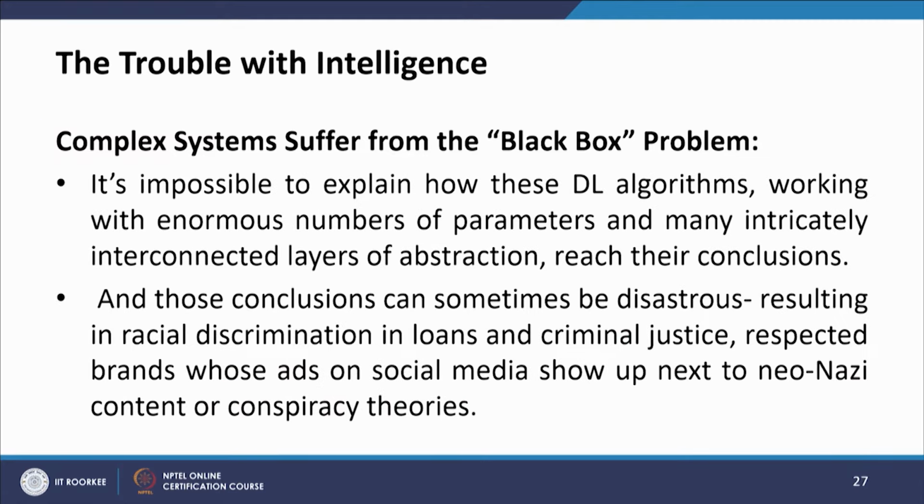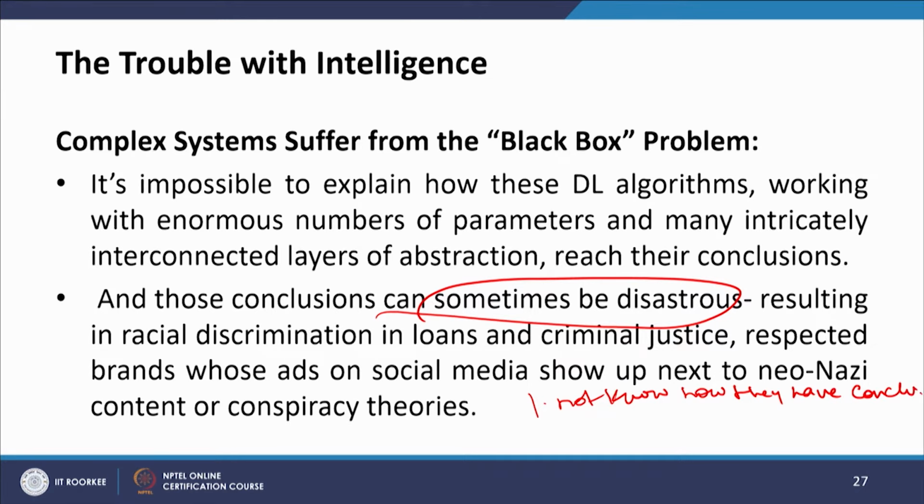So, it is impossible to explain how these deep learning algorithms, working with an enormous number of parameters and many intricately interconnected layers of abstraction, reach their conclusions. And those conclusions can sometimes be disastrous. So, one is that we do not know how they have reached that conclusion. And that can sometimes be disastrous, resulting in racial discrimination in loans and criminal justice, and respected brands whose ads on social media show up next to neo-Nazi content or conspiracy theories.